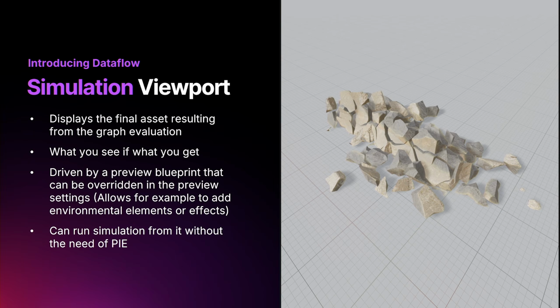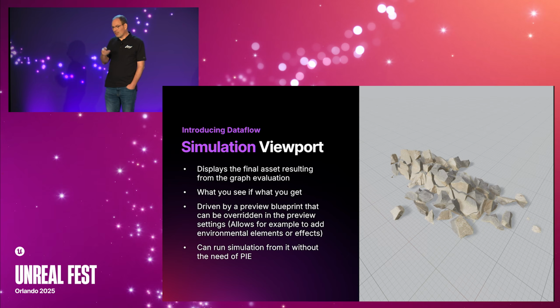So the simulation viewport is what you see is what you get, your final product. It takes the terminal node, generates the asset, and displays the asset. There's a play button, a simulation button, so you can simulate the object directly in Dataflow without having to go to PIE. And before, for example, especially in destruction, you'd have to put your object inside the scene and then play PIE and see the result and go back and change it again. Now everything is in one place, which is way more convenient and easy to use.